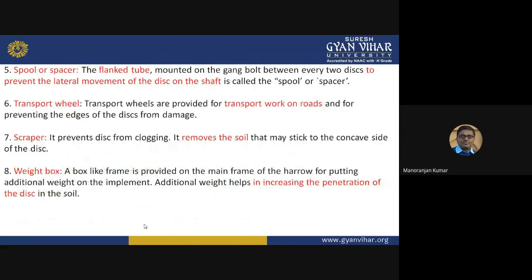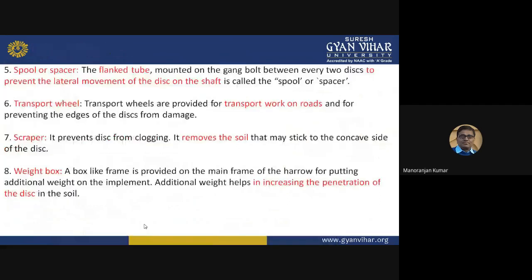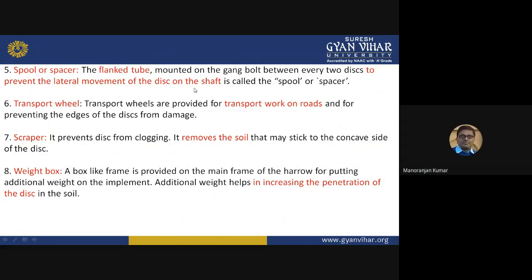Now, the fifth component of the disc harrow is a spool or a spacer. A spool or a spacer is nothing but a small flanked tube. This is mounted on the gang bolt between every two discs. Why is this provided? This spool or spacer will prevent the lateral movement of the disc on the shaft. So this flanked tube is known as a spool or a spacer.